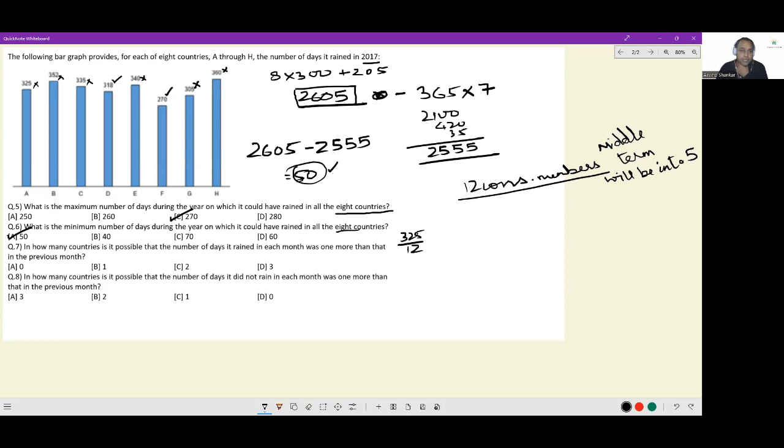My middle term has to be integer plus 0.5. So look at it. 318 by 12 gives me how much? Cancel. I get 2 and 78.